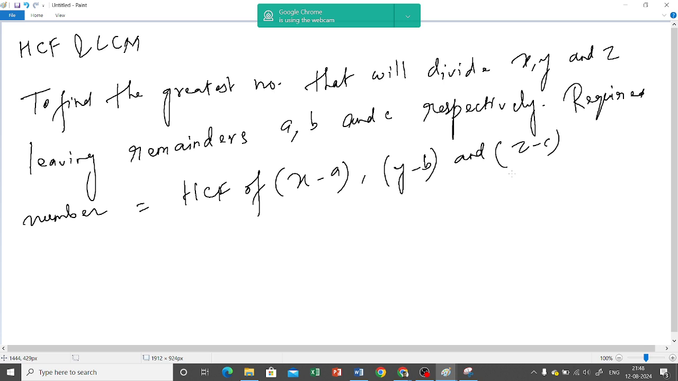To find the greatest number that will divide x, y and z, leaving remainders a, b and c respectively, the required number is HCF of x minus a, y minus b, z minus c. Okay, very important sum. Please write down this sum.